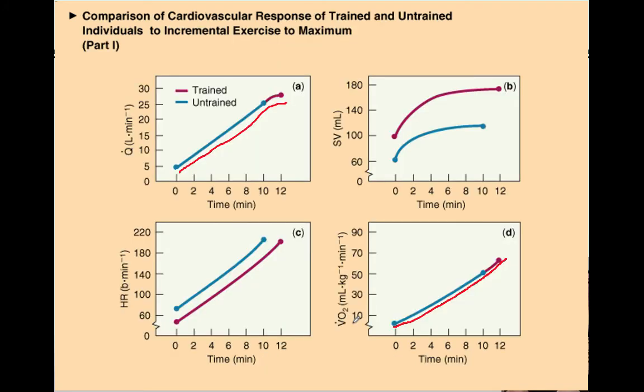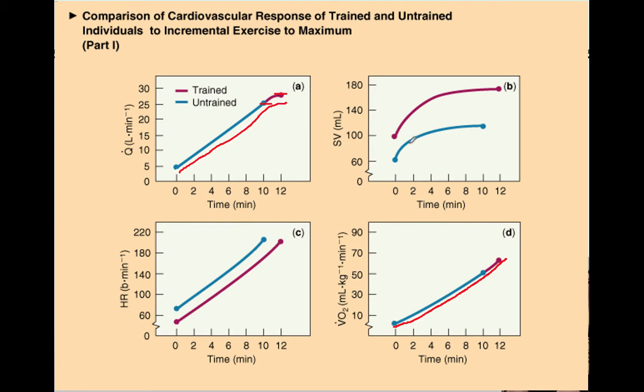Here you can see comparison of cardiovascular responses, trained and untrained, again to incremental exercise. And as we said before, the Q for submaximal exercise drops a little bit. And so here's my attempt to fix it. Obviously didn't do a very good job here. But Qmax clearly goes up. That's one of the major distinctions that we will see.